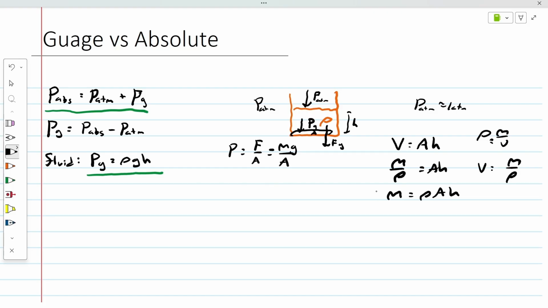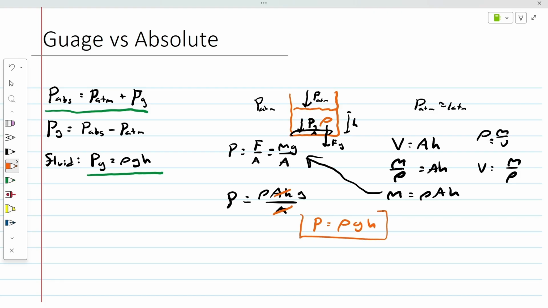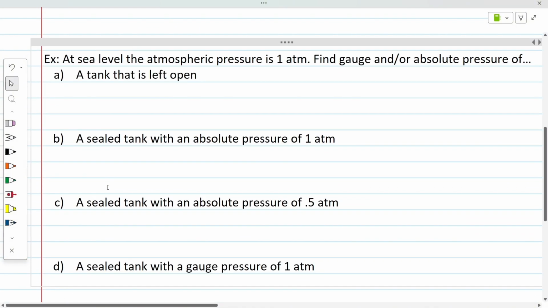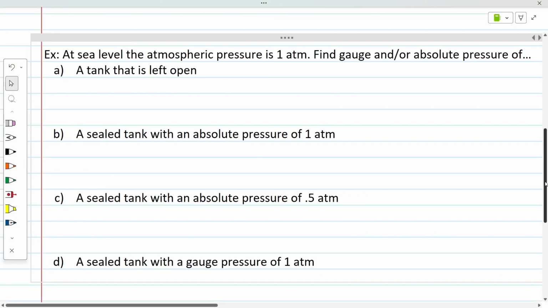And so now what we can do is plug it into this equation and get pressure equals rho area height times gravity over the area. And so the areas will cancel and we get the pressure is equal to rho gh. And so that's how we derive this equation. So this works for a fluid in a container. Okay, and so now let's do some examples comparing the atmosphere and gauge and absolute pressures.